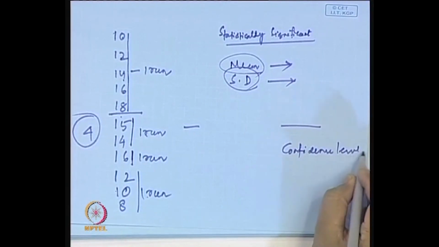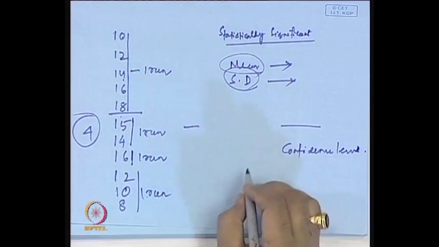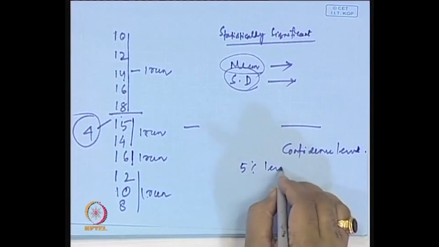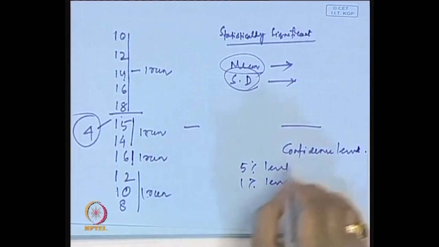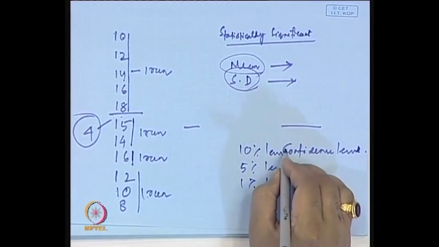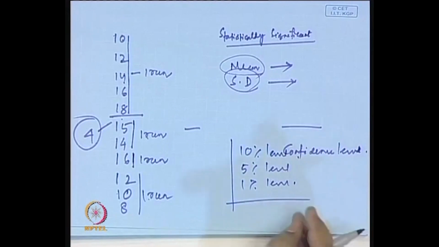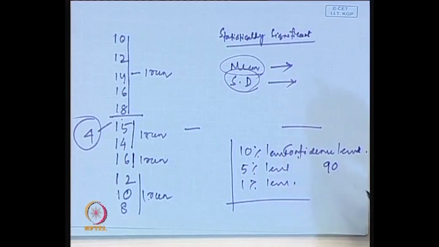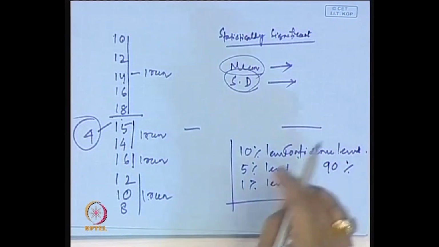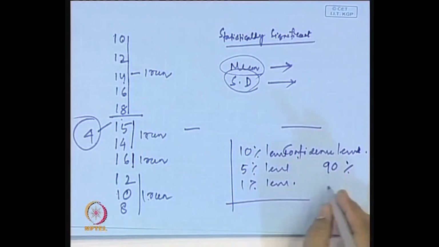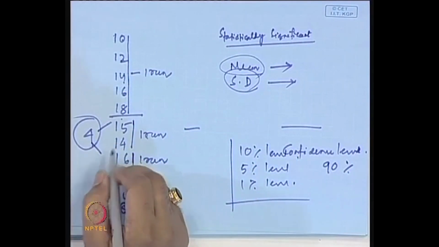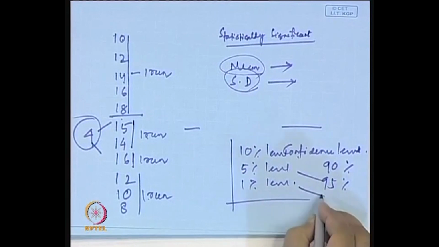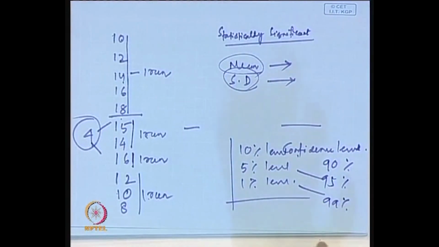The confidence level, what does it mean? For example, you ask whether this number 4 is statistically significant at the 5% level or 1% level. Generally in statistics we go up to a maximum of 10% level. If your variable is significant at the 10% level, the confidence level will be 90%. That means there is a 90% probability that this particular figure 4 is correct, and we can rely on it. Similarly, it can be 95%, or 99% confidence level.